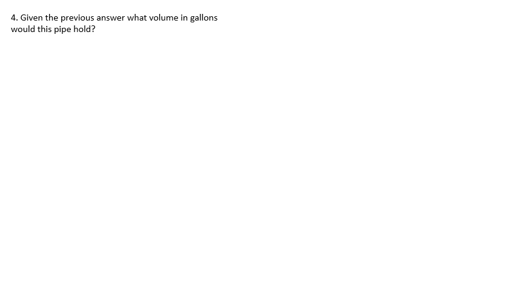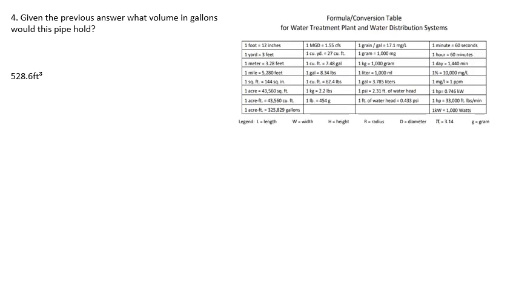So question number 4, given the previous answer, what volume in gallons would this pipe hold? So again, conversion sheet. The previous answer was 528.6 cubic feet. 1 cubic foot is 7.48 gallons. If you multiply 528.6 cubic feet by 7.48 gallons per cubic foot, that would give you 3,953 gallons.